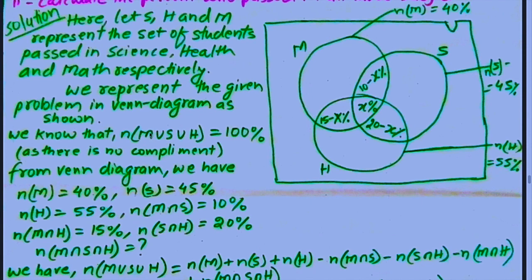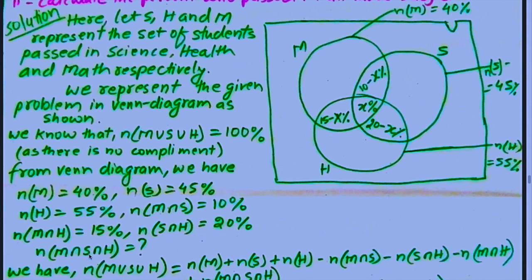So here the first circle is n(M) equal to 40%, the second circle denotes n(S) equal to 45%, and the third circle n(H) denotes 55%. From the Venn diagram we have n(M) equal 40%, n(S) 45%, n(H) 55%, M intersection S equal 10%, M intersection H equal 15%, and S intersection H equal to 20%.